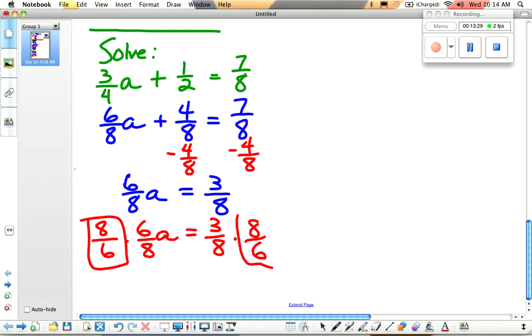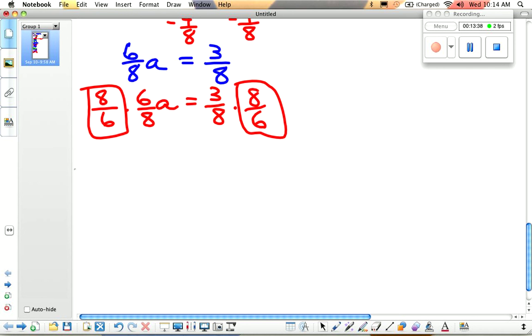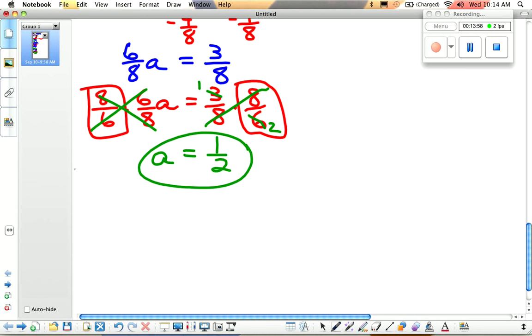The same thing on both sides, see? And what happens on the left side? These guys cancel out, right? And we have a. What happens over here? Cross cancel. Those cancel. And 3 and 6: 3 can become a 1 and the 6 can become a 2. And our answer is 1/2. That was not very painful at all, was it? No? Yes? Okay. Questions? Now would be the time to ask.